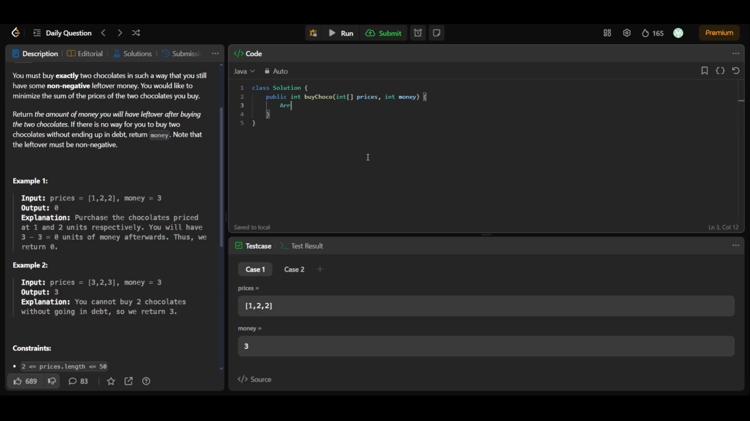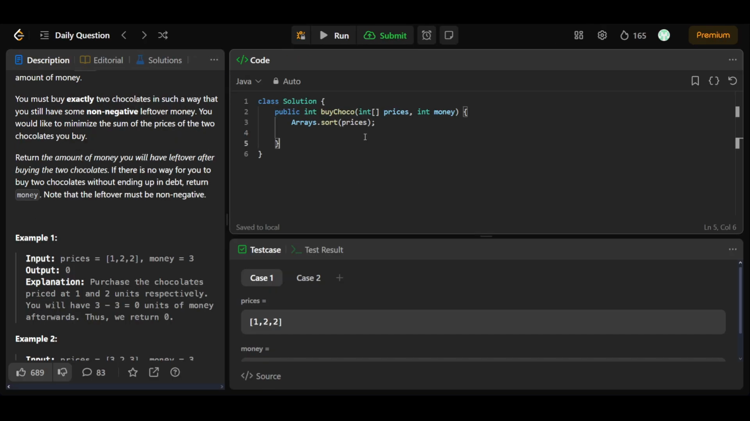What we'll do is firstly sort the array, Arrays.sort(prices), and after that we'll be checking the minimum cost. As it will be obvious, the first two chocolates will give us the minimum cost. So let's have a variable int minCost that will be equal to prices[0] plus prices[1].